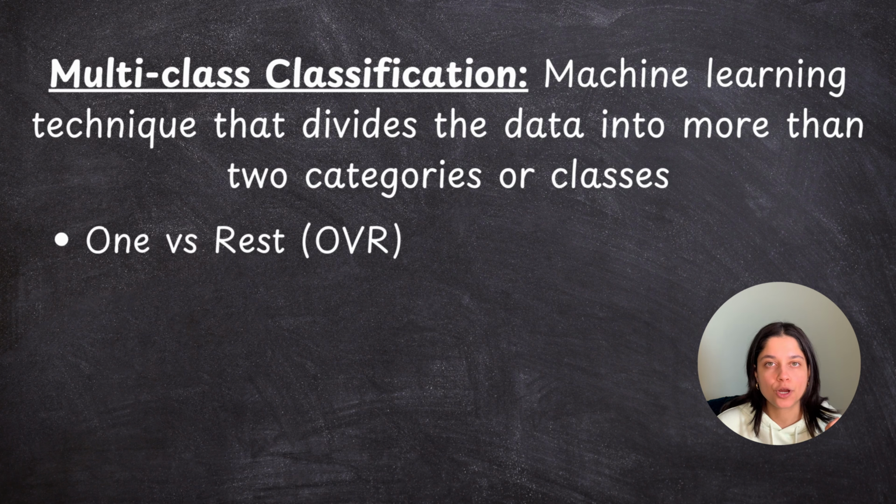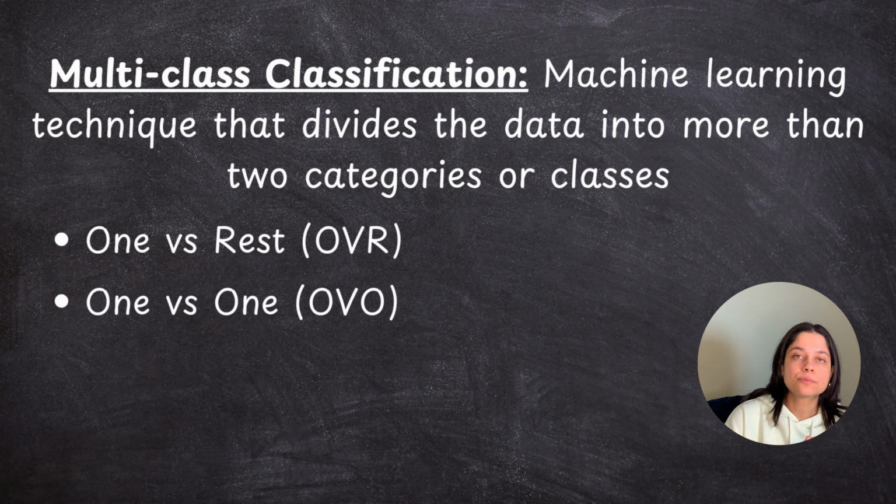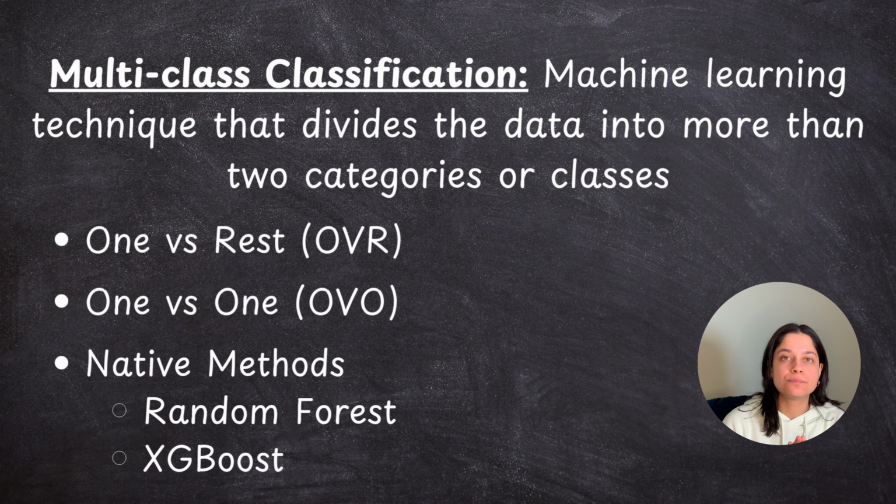The second type of approach is one versus one. In this approach, a binary classifier is trained on each pair of classes. So in the previous example, a model would be trained for circle versus square, circle versus triangle, and square versus triangle. And the third method is using a model that is built to inherently handle multi-class classification tasks. And this includes models like Random Forest and XGBoost.